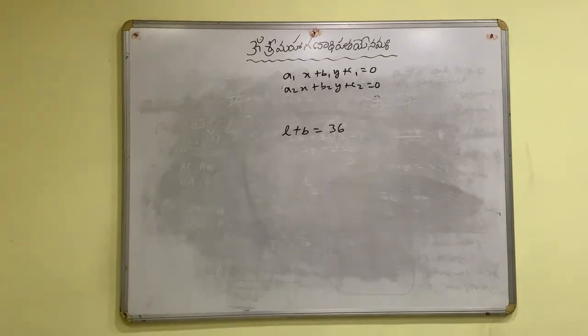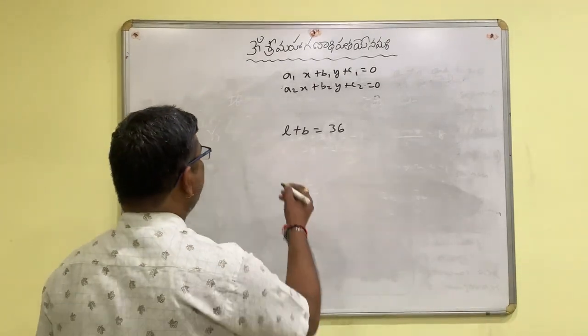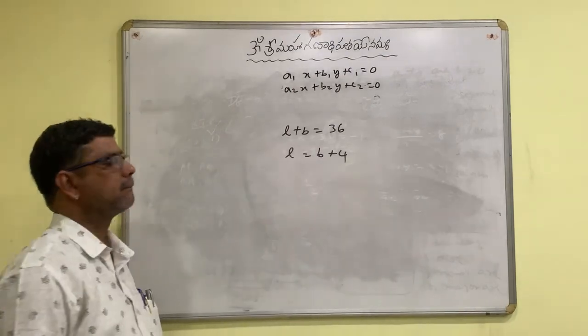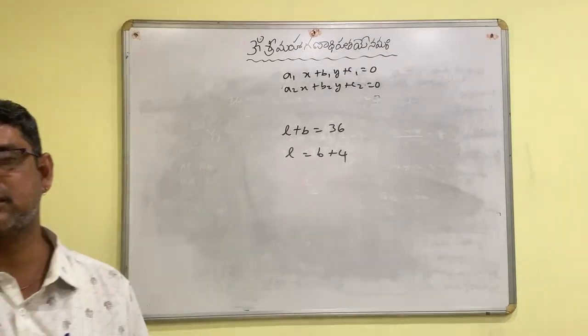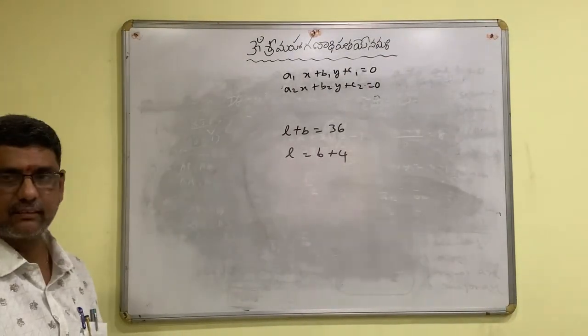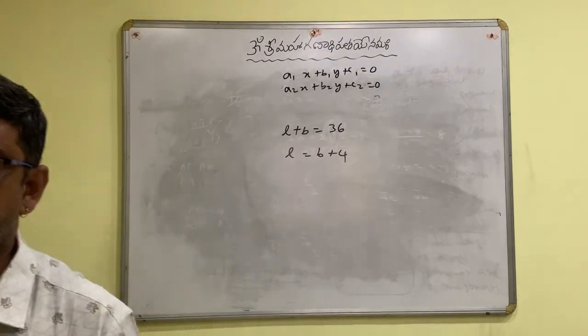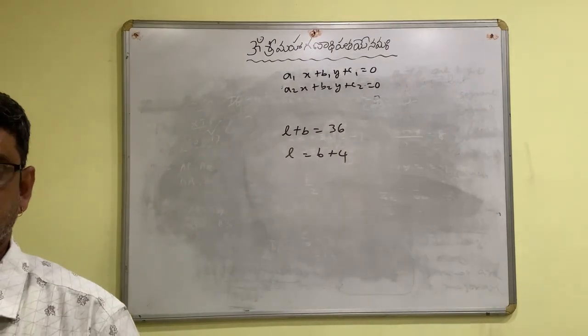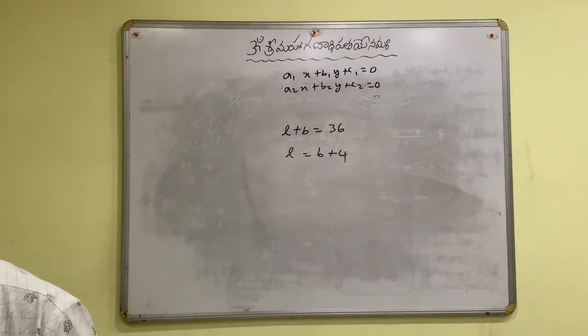What is the next condition? Length is 4 more than width. So we got a pair of linear equations. Is that right, children? We got a pair of equations. Is that right?